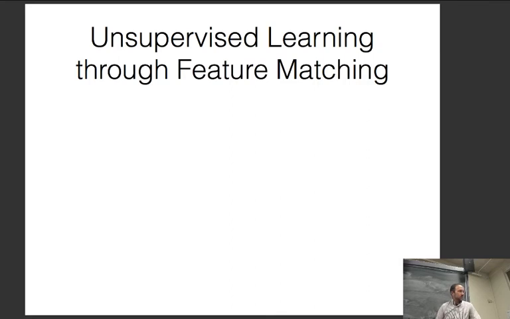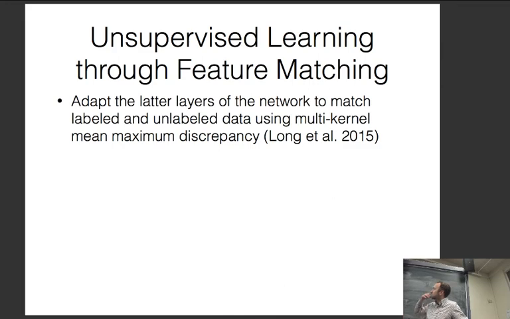So the next one, this is actually maybe a bit more interesting. From my point of view, it's kind of elegant and beautiful. But the idea is unsupervised learning through feature matching. So the idea here is, particularly in things like image processing models, you can think of a big, deep convolutional neural network that takes in the image in the first layers, and then it extracts gradually more semantic features in the later layers.